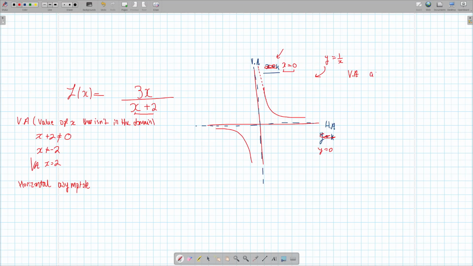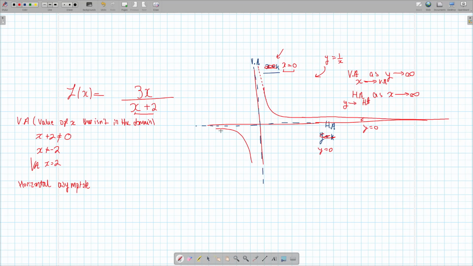Vertical asymptote is as y approaches infinity, x approaches the vertical asymptote, right? As y keeps on increasing, x approaches 0, but it never crosses it. How about the horizontal asymptote? X keeps on increasing forever, forever, forever, but does it cross this line here, y equals 0? Never. So as x approaches infinity, y approaches the horizontal asymptote.